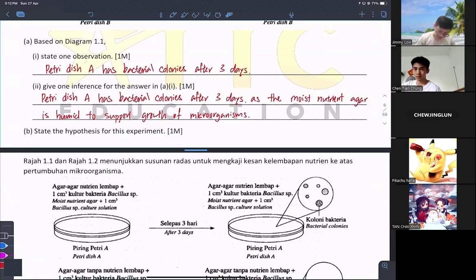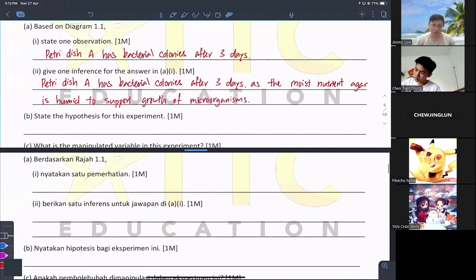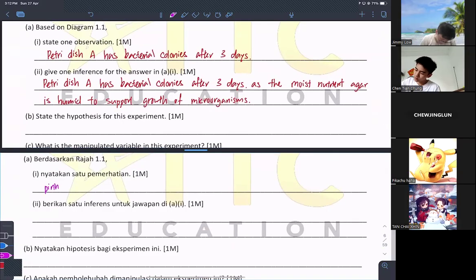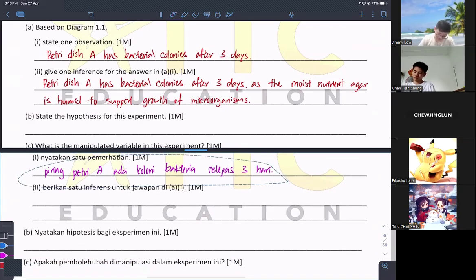Again, as the moist nutrient agar is humid, it continues to support growth of microorganisms. Make the sentence complete. Don't stop it halfway lah. It's like I ask you to makan, you makan halfway, I ask you to stop. Not good, right? So in terms of your BM version, piring Petri A ada koloni bakteria selepas 3 hari. When it comes to the inference, same thing.